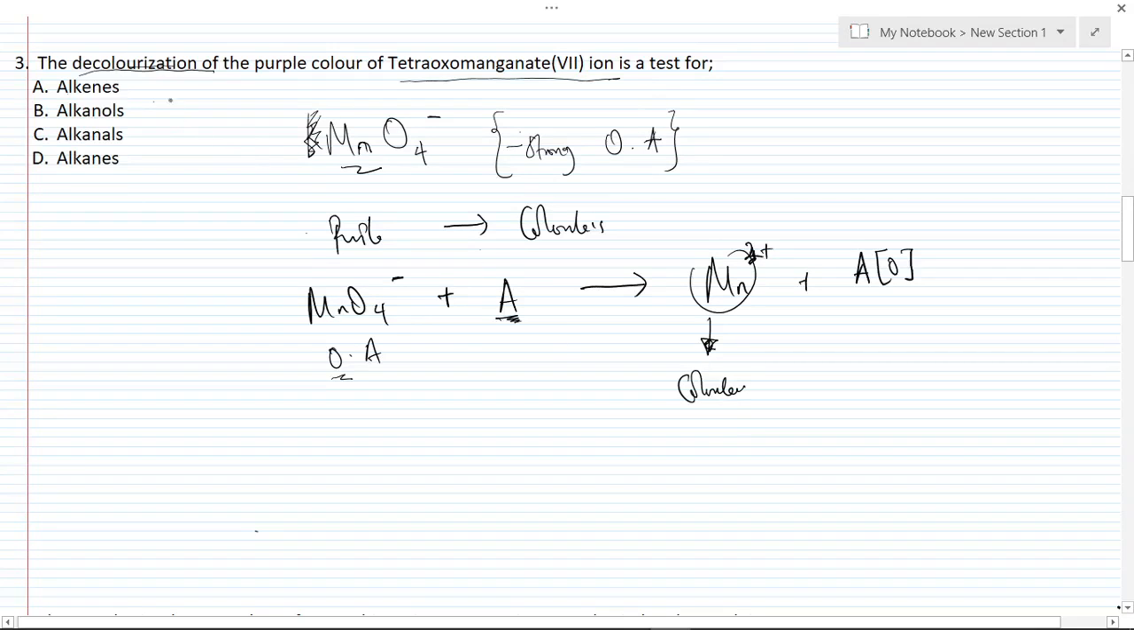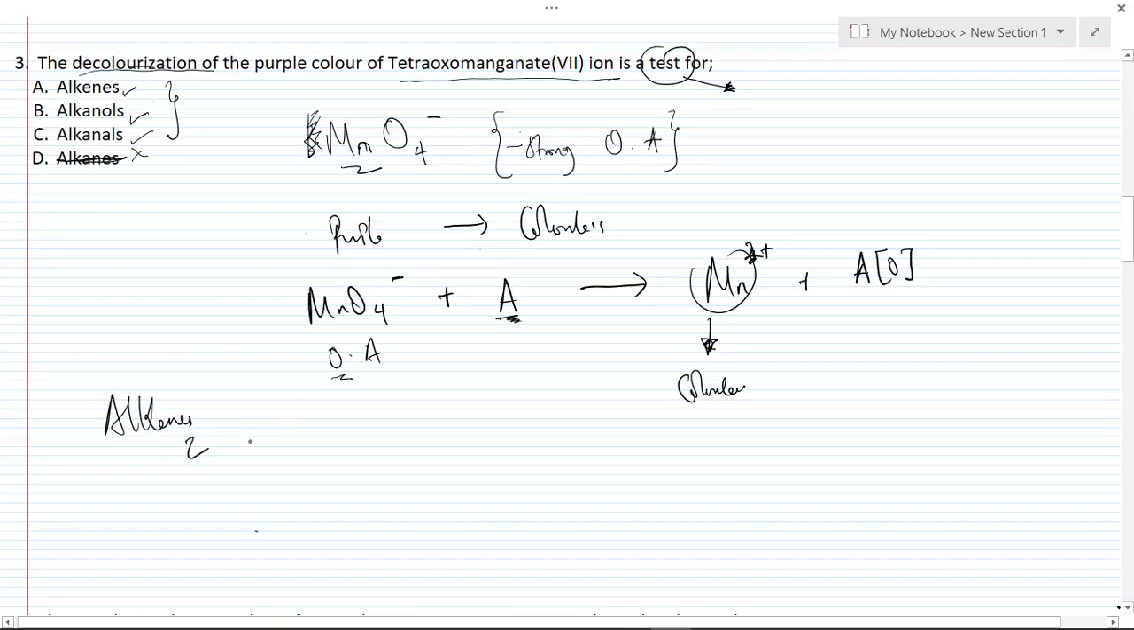So first of all, we have to find out what exactly MnO4 minus can oxidize among the options. It would actually oxidize alkenes, alkanols, alkanals, except alkanes. So by method of elimination, we know it can be what? Option D. So among these three, it can actually oxidize them. However, it is only a test for one of them. The word test is a key factor. And the correct option is actually option A, which is alkenes.